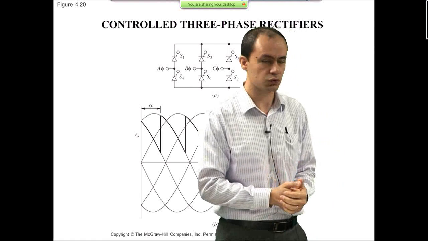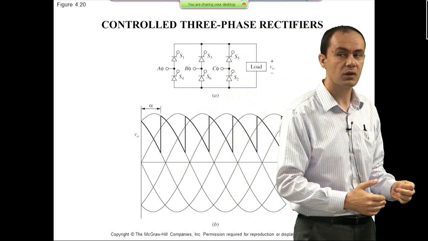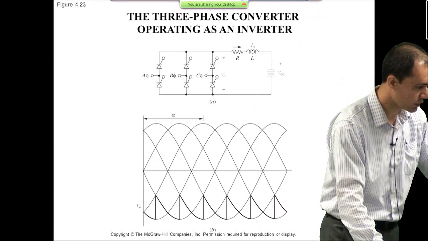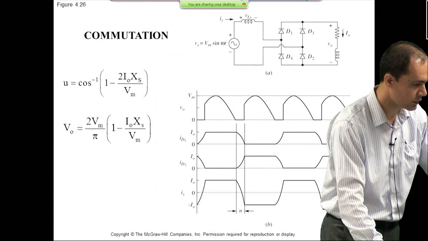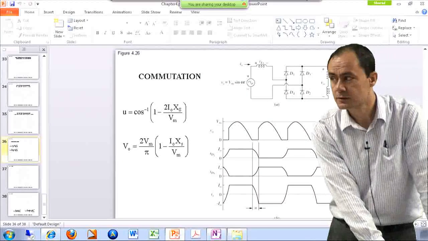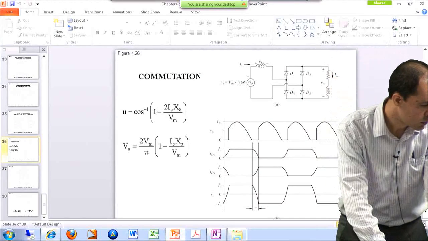So basically you have a little bit of control over the DC level of your output voltage. And I think that's pretty much it, as far as we are concerned about this chapter number 4. All right. Any questions? All right.